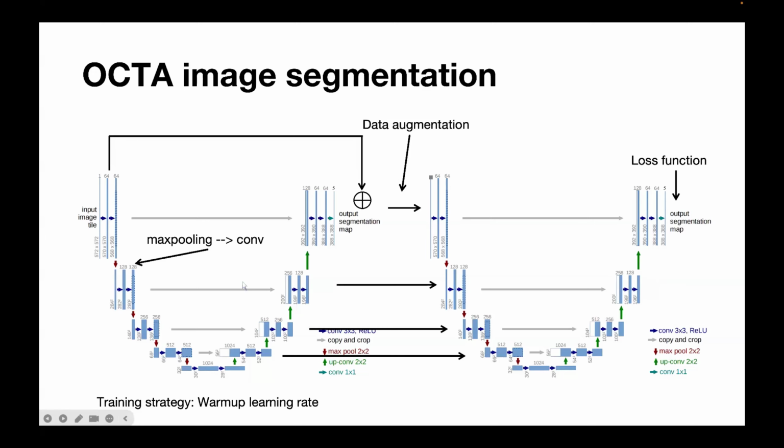And the last one is some simple small strategies, like I changed the max pooling into the convolution. In this way, it's better for some small vessels. So that's why the convolution is better than max pooling. And I also tried some training strategies like warm-up learning rate, so the result can be better. Yeah, these are the training strategies for my semantic segmentation.